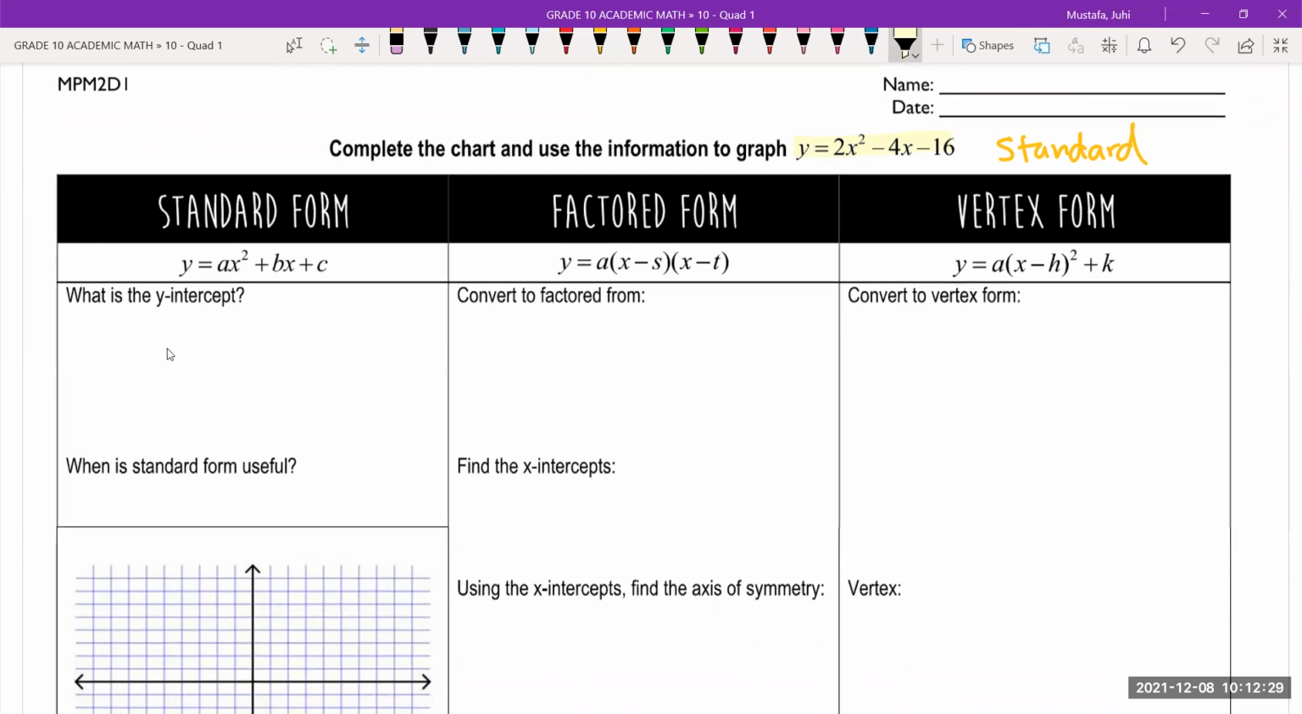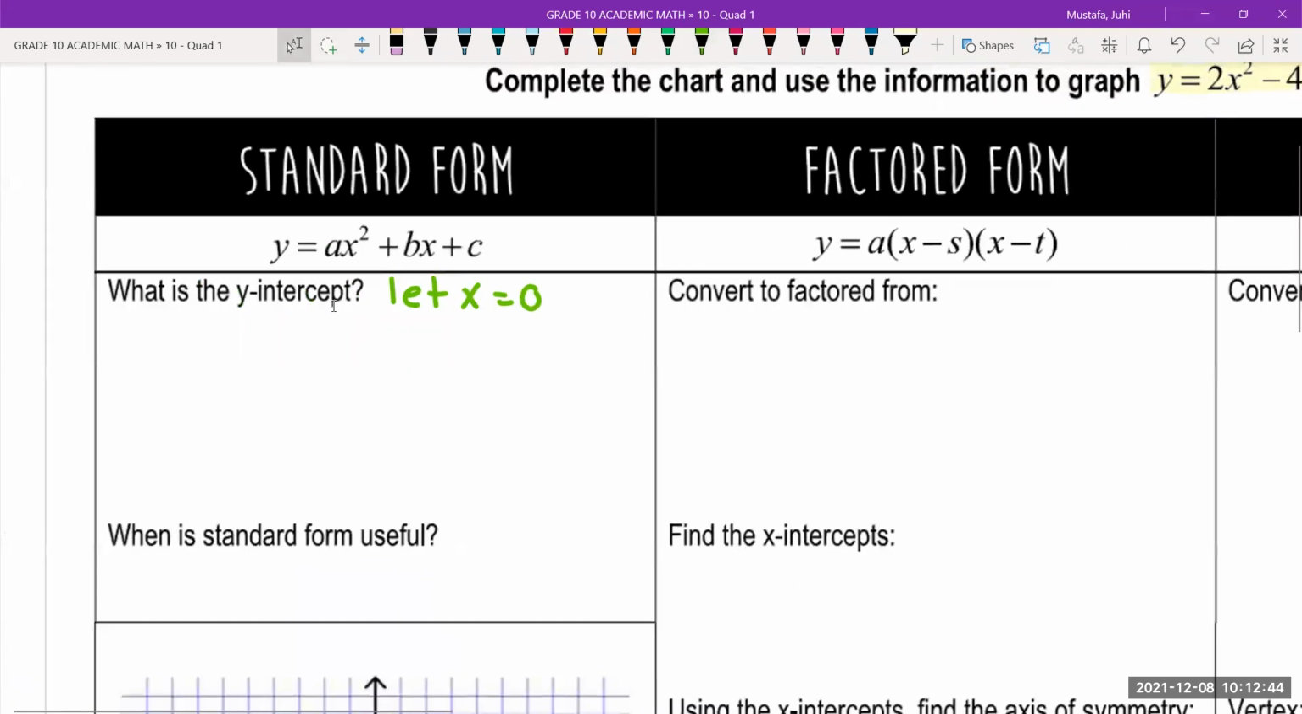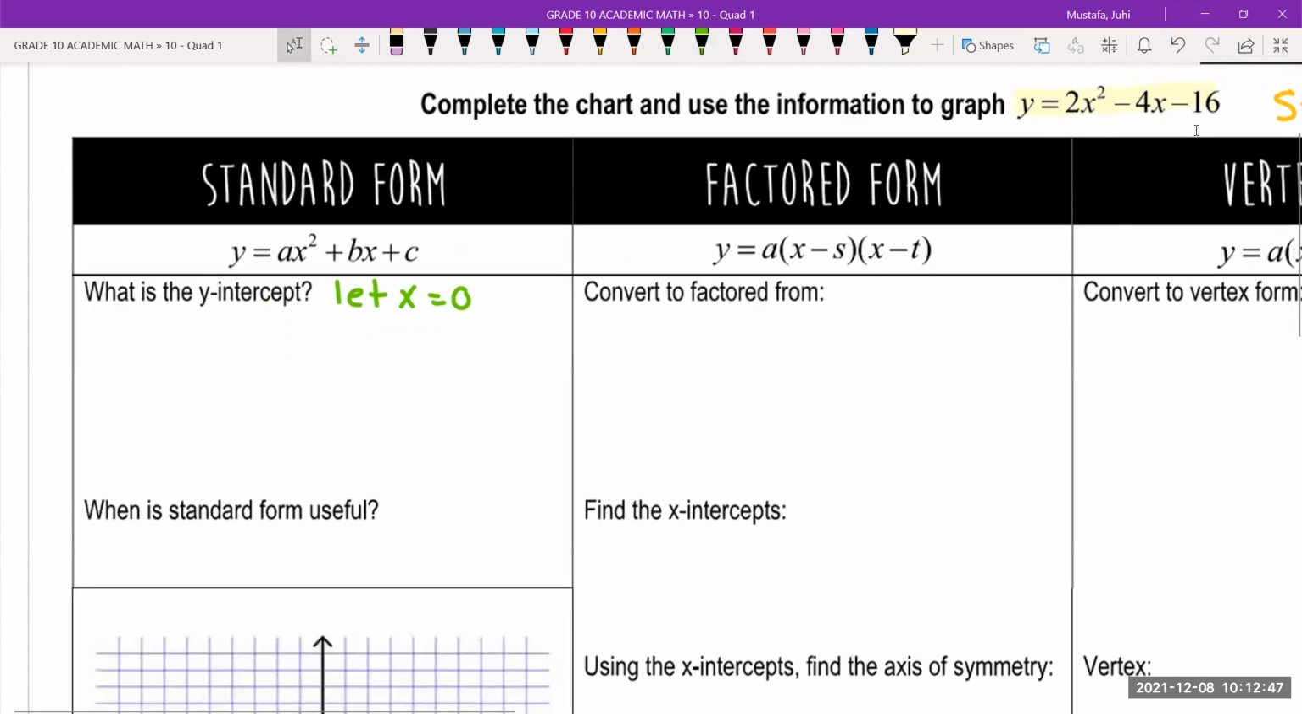So when something is in standard form, the y-intercept is really, really easy to find. Because first of all, to calculate the y-intercept, we're going to let x equal 0. And because this question is under the standard form column, I'm not going to change it to anything. I'm going to keep it in standard form. So my equation is y is equal to 2x squared minus 4x minus 16. To find the y-intercept, wherever I have an x, I'm going to put in a 0 and solve. So it's going to be 2 times 0 squared minus 4 times 0 minus 16.